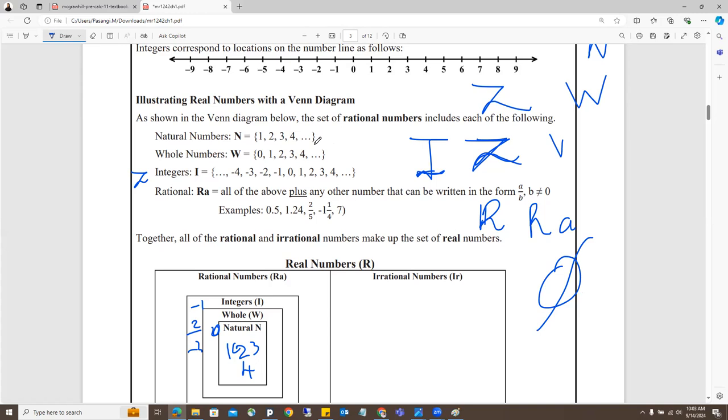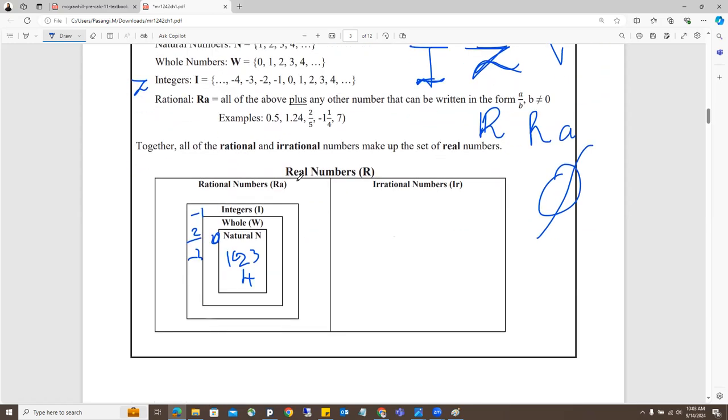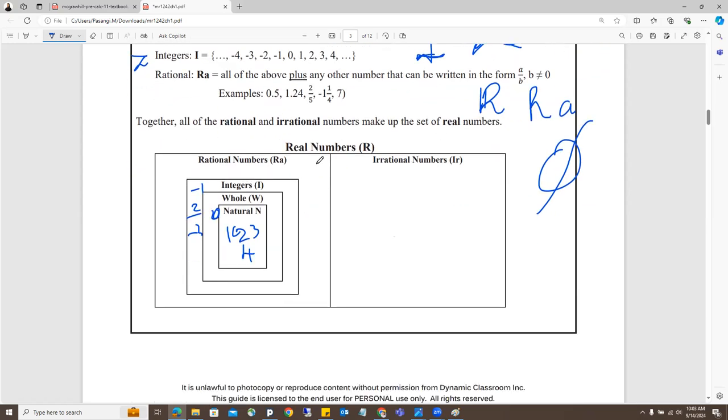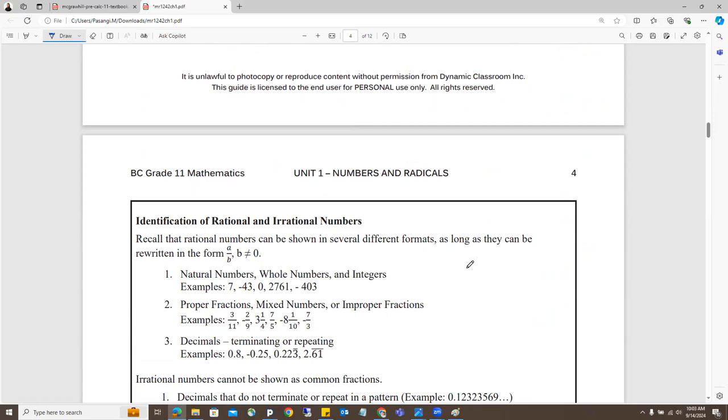Okay. Then what else do we have? Up to this point, it's clear. Now we have the identification of rational and irrational numbers.